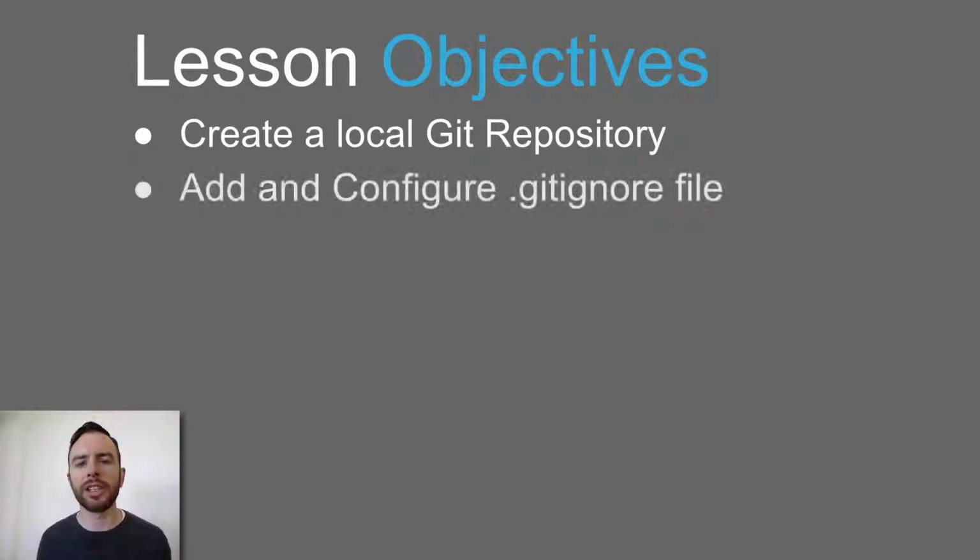Our next objective is to add and configure a .gitignore file. The .gitignore file is exactly what it sounds like. It tells Git which files are extraneous and can be ignored. This will greatly reduce conflicts down the road when we start using Git for collaboration.